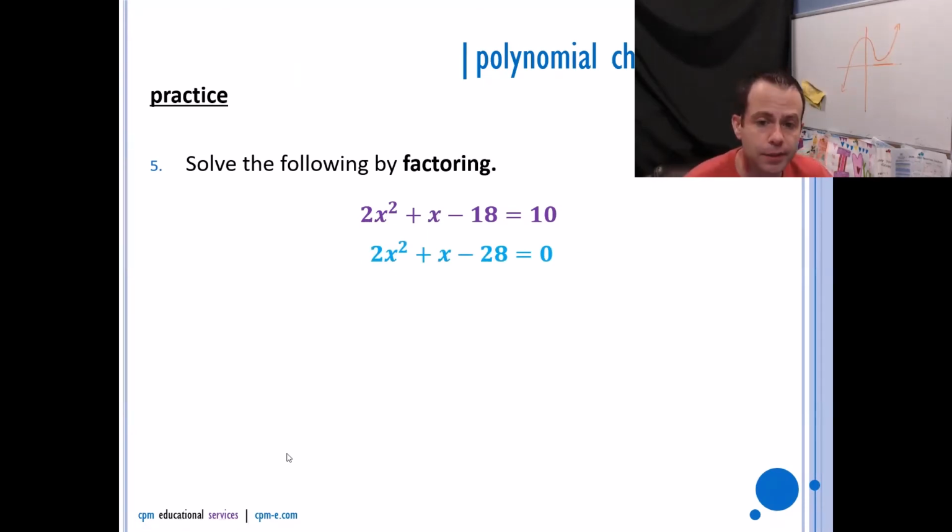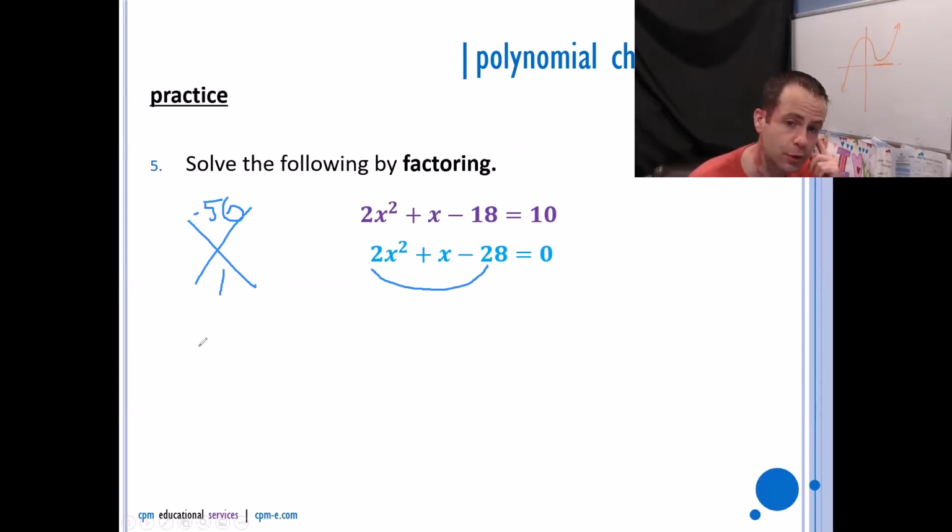Now, this one's a little different because there is a coefficient on the x squared. Okay, so most of you probably have gone through a process in your life called decomposition, and that's what I'm going to show you here. You're looking for two numbers that multiply together to give you these outside numbers multiplied together. Okay, so 2 times -28 is -56. So two numbers that multiply together to give you -56 and add together to give you a 1.